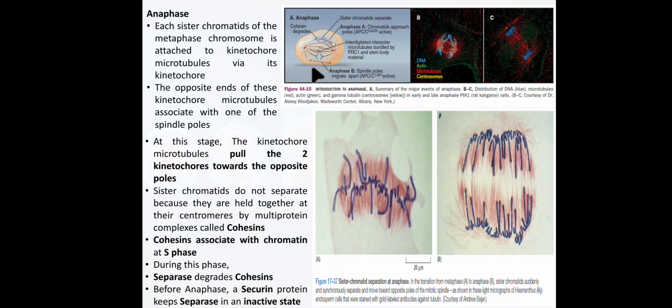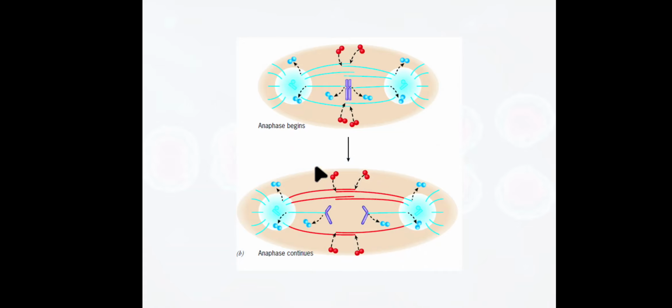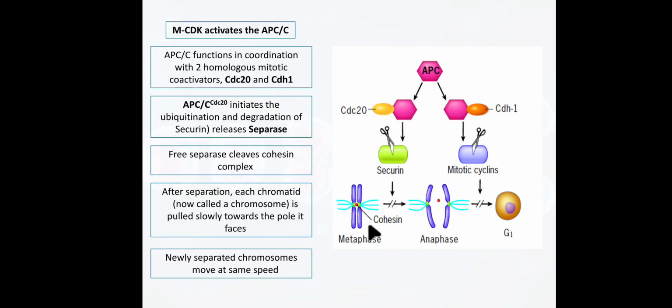This cohesin degrades. Before that degradation, cohesin is associated with the chromatin at S phase itself. During this phase, the separase degrades the cohesin. Before anaphase, a securin protein keeps separase in an inactive state. This is anaphase at the beginning stage and the ending stage. So sister chromatids do not separate because they are held together at their centromere by a multiprotein complex called cohesin, right?